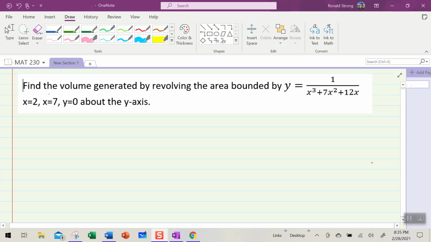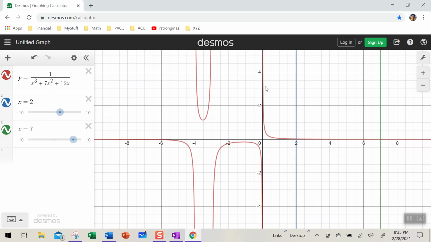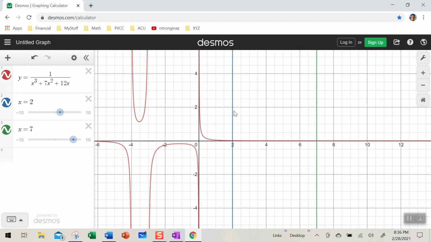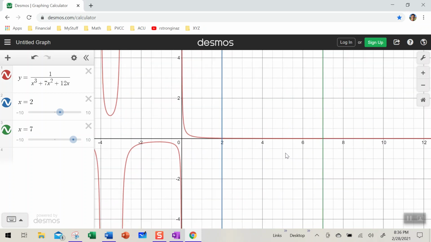So the first thing that we always do is to go to Desmos and graph our function. This function is a typical rational function, and this red curve looks like a rational function. The only part of the function we are interested in is between x equals 2, which is this vertical blue line, and x equals 7, which is this vertical green line.